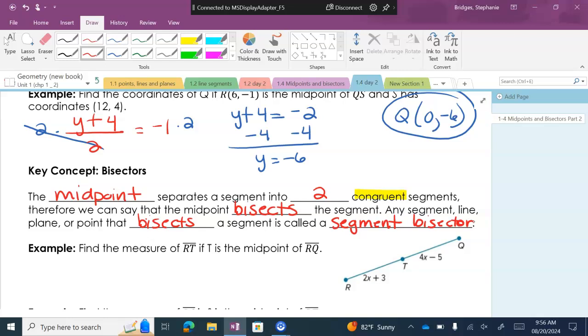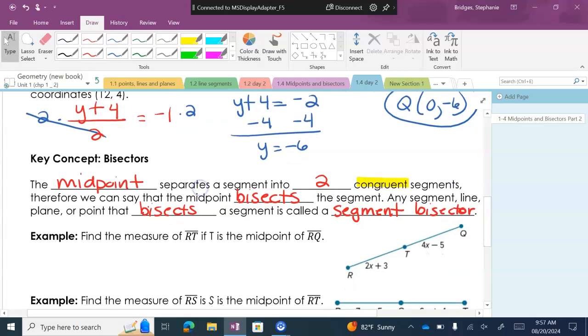What does it say in the paragraph? The midpoint cuts it into two congruent segments. So if T is my midpoint, would RT and TQ be congruent to each other? Yes. What does congruent mean in math? What symbol? Equals. So what did you tell me RT was? 2x plus 3. And we say that's going to be equal to TQ, which is? Okay, so what I want you to do is solve that equation for x.